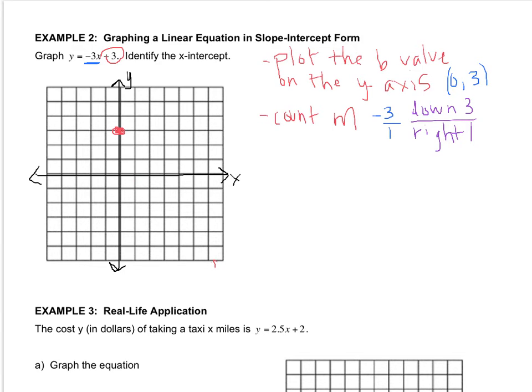And then the more points you have, the more accurate your line will be. So I'm going to do it again. I'm going to go down 3 from this dot and right 1 and put a dot right here.